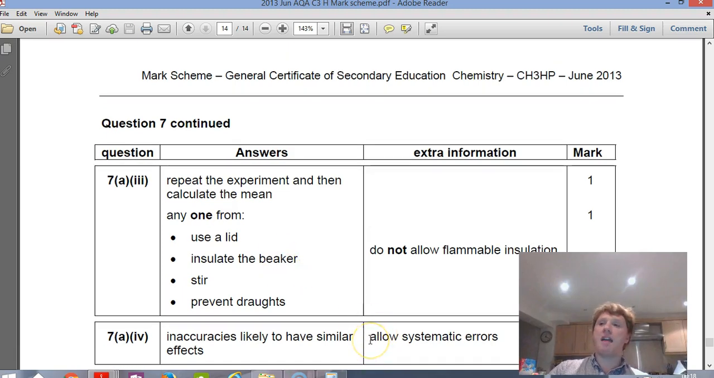So if you're comparing two things, for example, if you were weighing two things and there was a systematic error, so the balance didn't read 0, it read 5, and you weighed two things, one was 50 and one was 55. So the difference between them is 5 grams. If you put it on the balance, it's 55 and 60. The difference between them is still 5 grams. So it doesn't really matter if the error is the same if you're comparing two things.